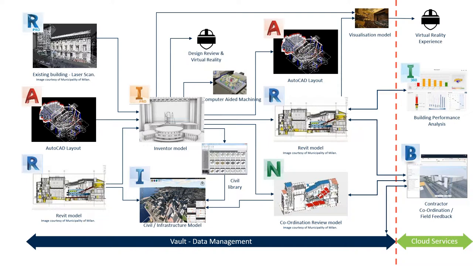You know that there's tools like Recap for the laser scan, AutoCAD, plant layouts, AutoCAD layouts, Revit models. That can be integrated into Inventor, and from Inventor, that could be pushed out into different facets or different areas. So we could take it from Inventor to Revit, for instance, with intelligence, Inventor to infrastructure tools like InfraWorks or Civil 3D, and that can be outputted into various aspects. So it could be outputted back into AutoCAD or Revit or Navisworks for reviews.